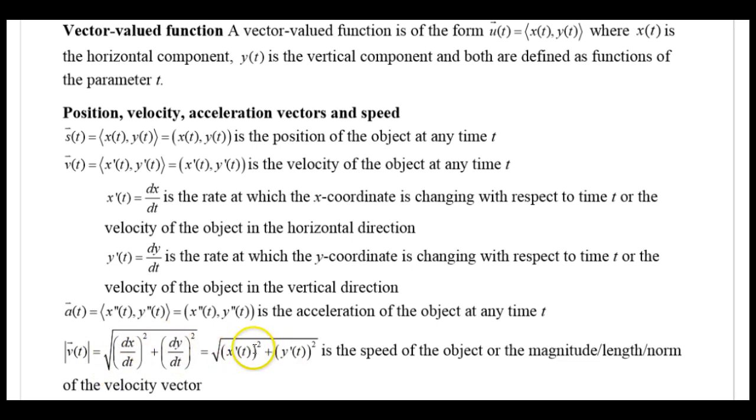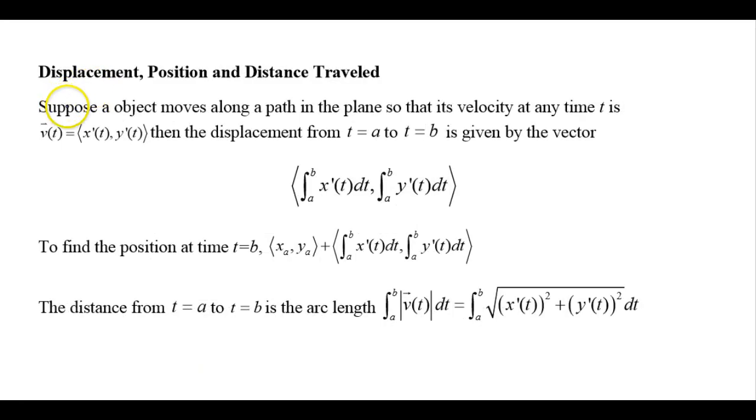And so here's an alternative way of looking at it. So dx dt is x prime of t, and dy dt is y prime of t. So to find the speed, we need the absolute value of velocity. That's true, but when velocity is a vector, now we need the magnitude or the norm of that vector to find the speed at a particular time. And now we need to look at the formulas for displacement, position, and distance traveled before we do some examples.